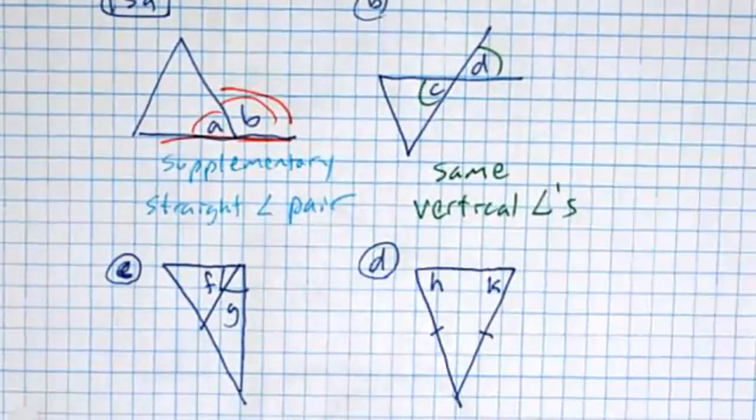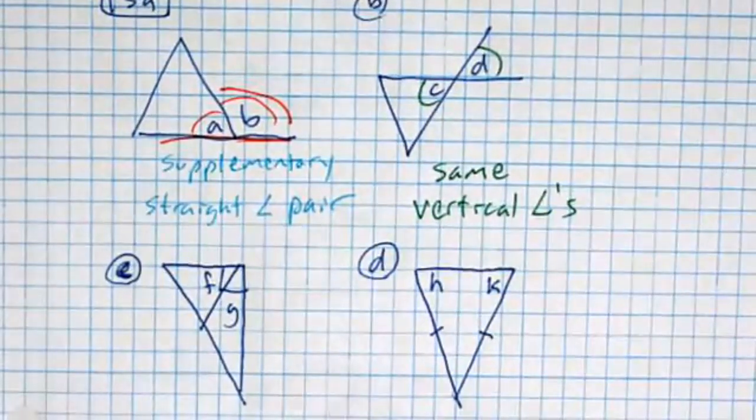Okay. When you see those angles that are across from each other, the name for those types of angles is vertical angles. What's special about them is that they are the same, they're congruent.